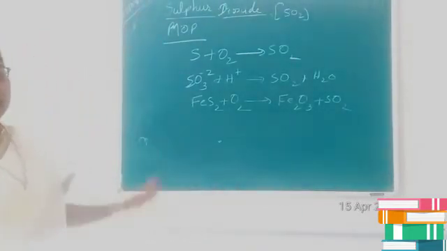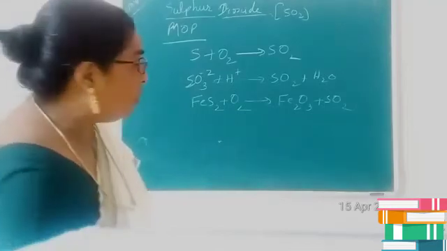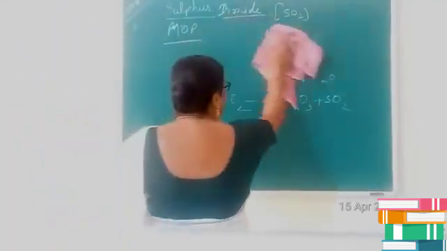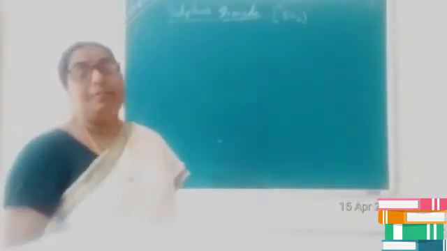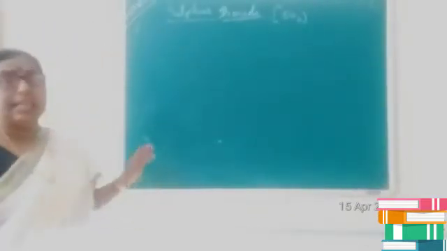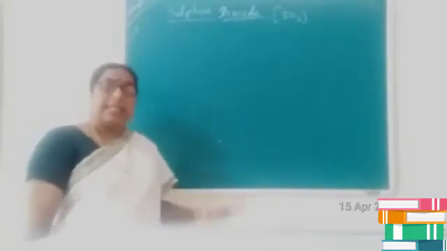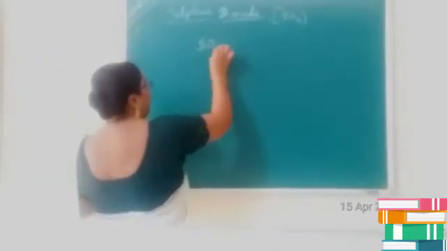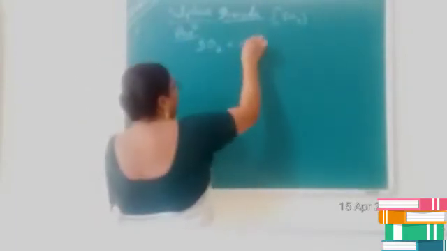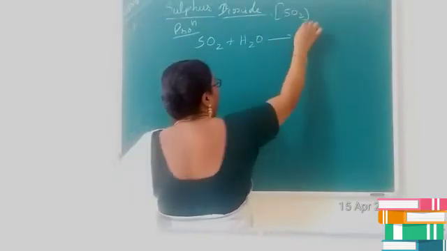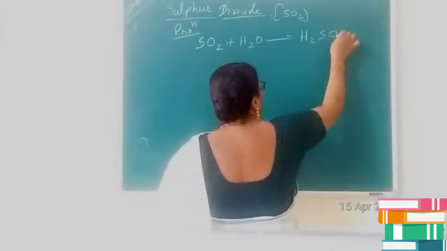Is it clear, children? Now, if you consider the properties of sulfur dioxide, we can say that it is a colorless gas with a pungent smell. It is highly soluble in water. If you just consider sulfur dioxide, it dissolves in water and results in the formation of an acid, that is H2SO3, which is called sulfurous acid.